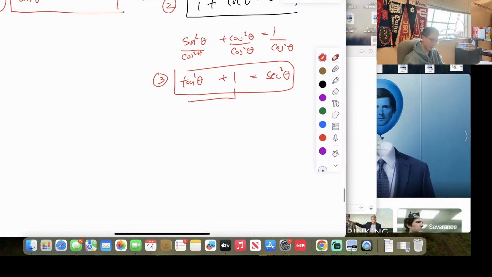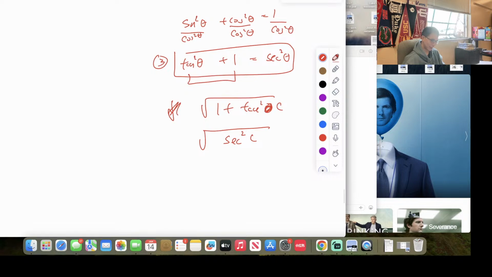So 1 plus tangent squared, right? So it says 1 plus tangent squared theta, so that's equal to what? And then they use c inside instead of theta, so that will be secant squared of c, right? Does that make sense? And then the square root of the square, so it'll be secant of c. So sec c.